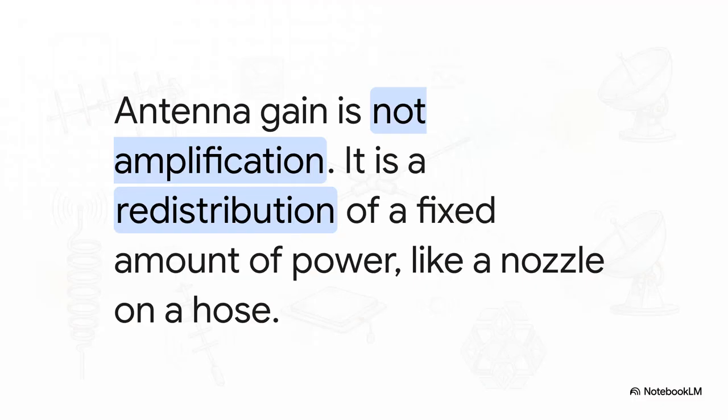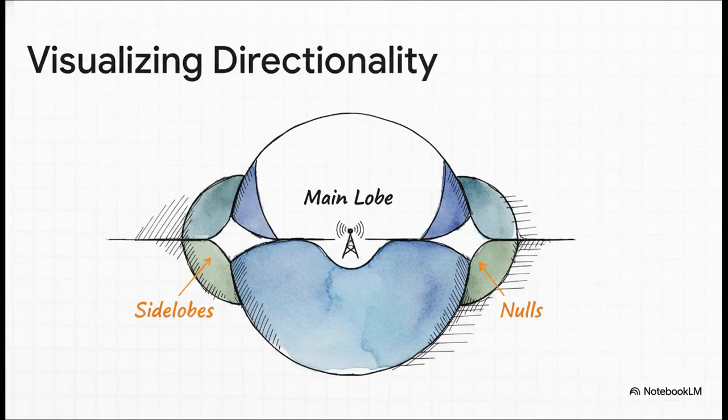And let's be crystal clear about something, because this is a huge misconception. Antenna gain is not amplification. An antenna is a passive component. It doesn't create new energy. The best analogy is a nozzle on a garden hose. You're not creating more water, right? You're just concentrating the flow into a more powerful, focused stream. That's gain.